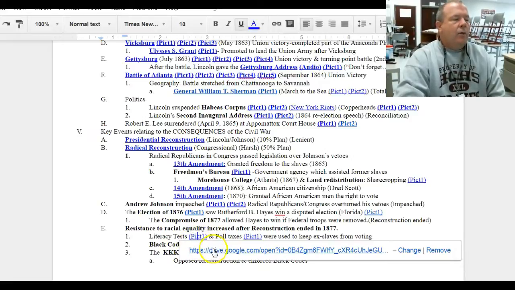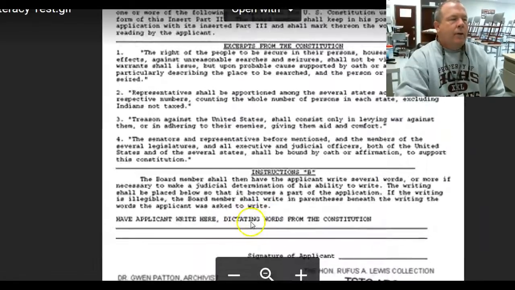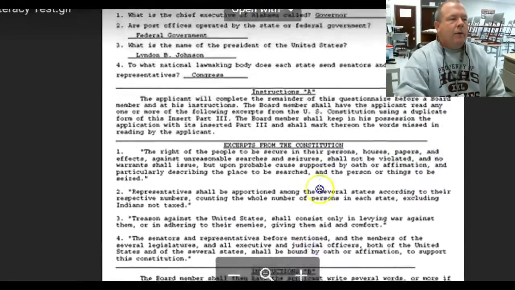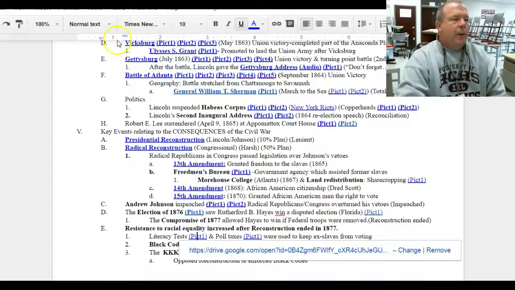The South used many different techniques to keep ex-slaves from actually being able to enjoy the new freedoms that they had won. Here in this document, it's actually a literacy test that Southern states would give to ex-slaves, ensuring that they would not be able to vote. It would keep them from being able to vote.